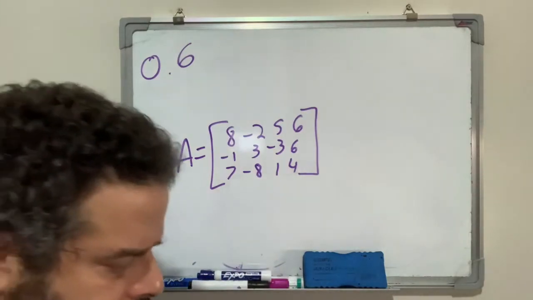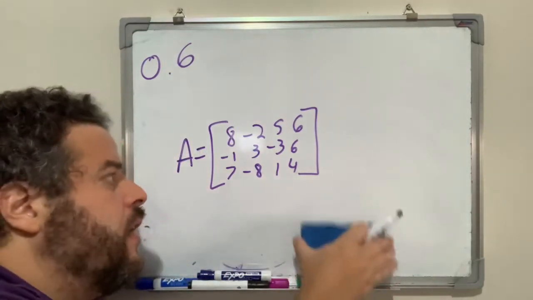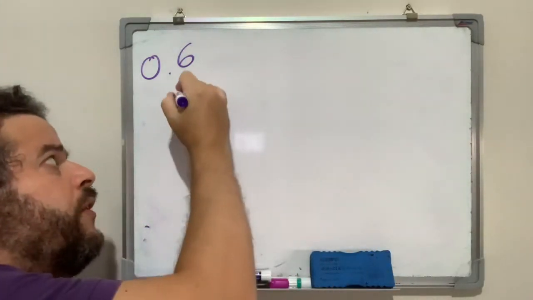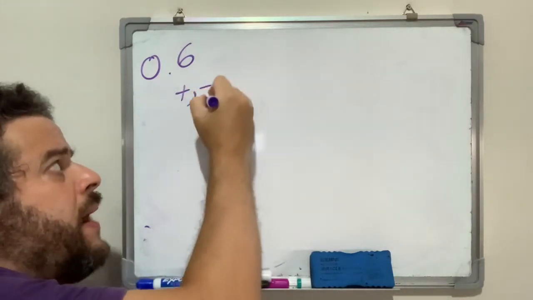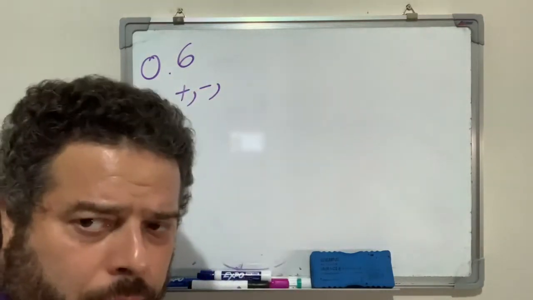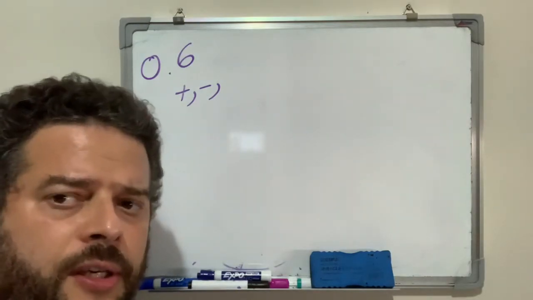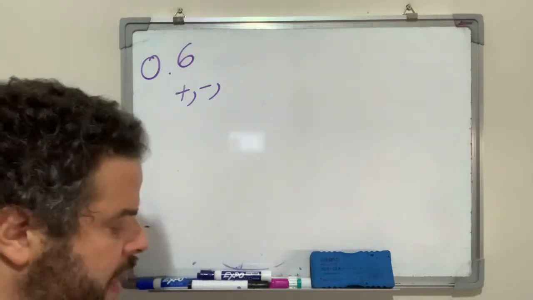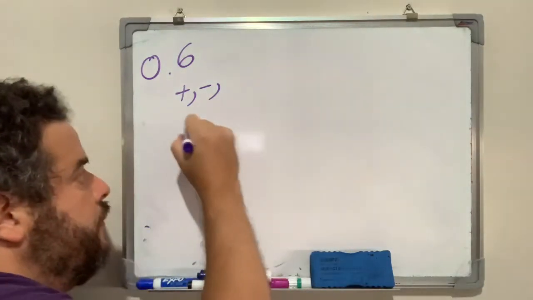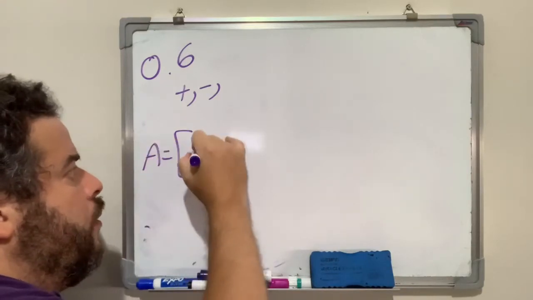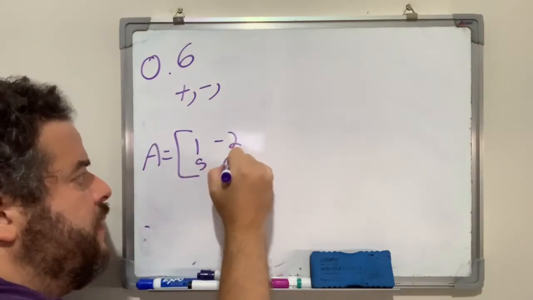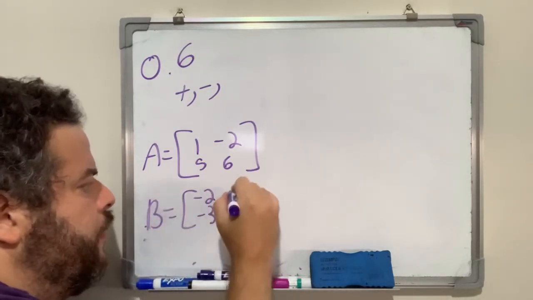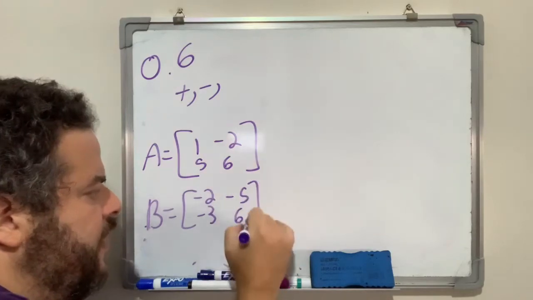Pretty straightforward stuff. Now we're going to go into a couple of operations today, and they are very simple and straightforward. We're going to go over addition of matrices, subtraction, and scalar multiplication. Not actual multiplication, scalar multiplication, which is a bit easier. For example, let's say I have matrices. This is A, 1, -2, 5, 6, and B is -2, -3, -5, 6.